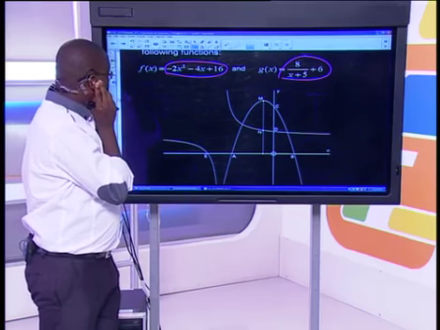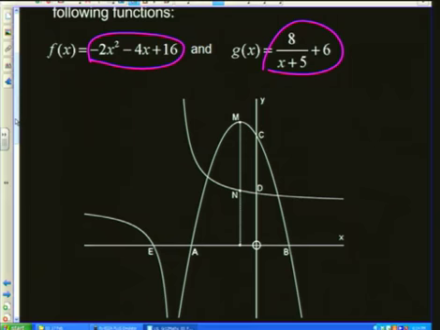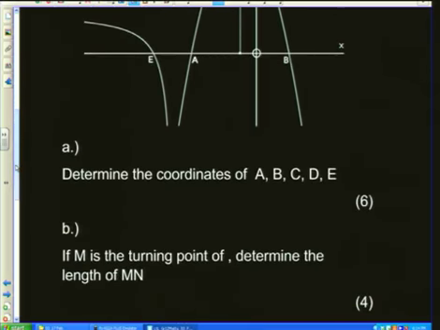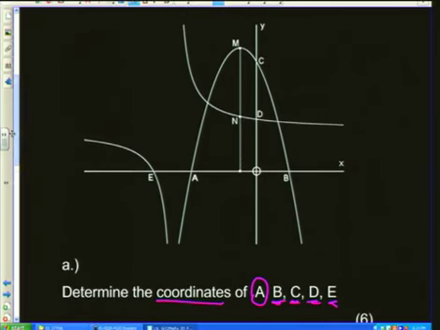Okay, so we've got f of x equals minus 2x squared minus 4x plus 16, and g of x equals 8 divided by x plus 5, plus 6. Now, let's look at the questions. Find the coordinates of A, B, C, D, and E. That is your 6 marks.